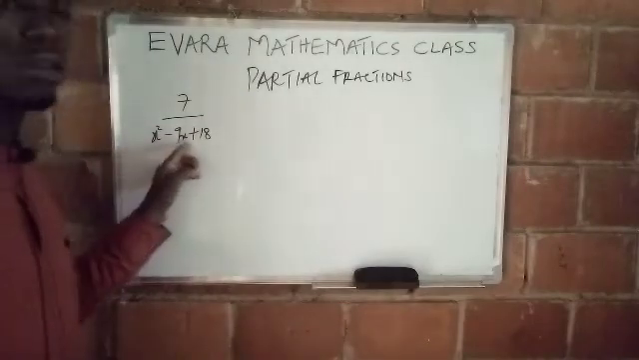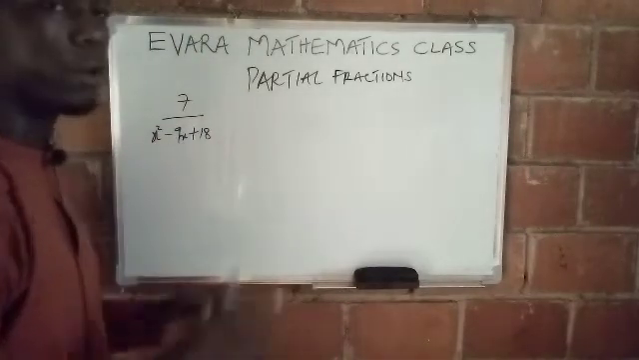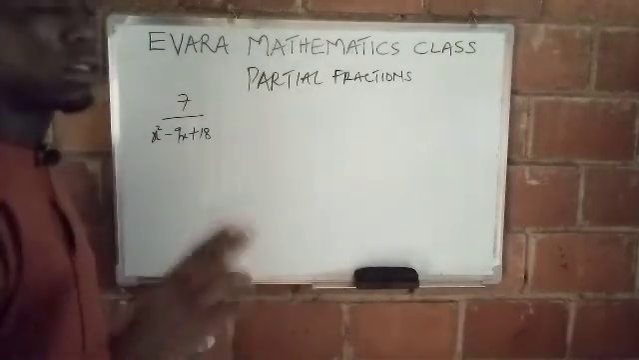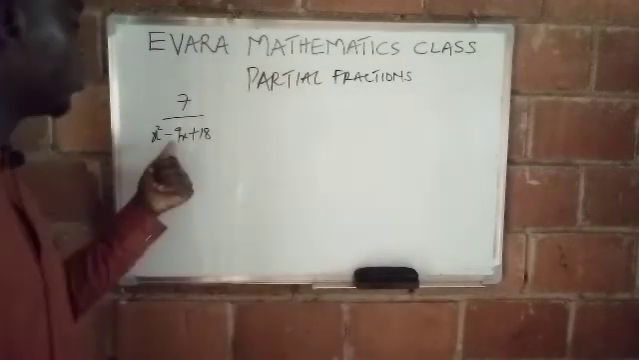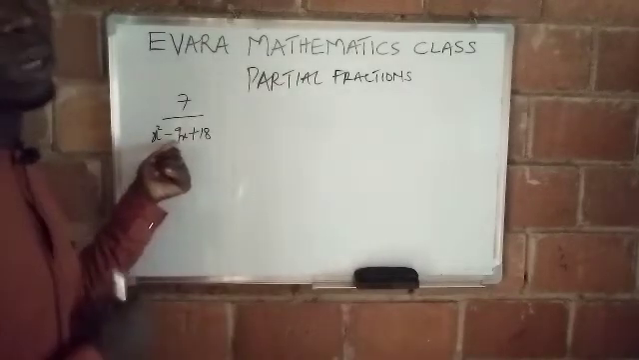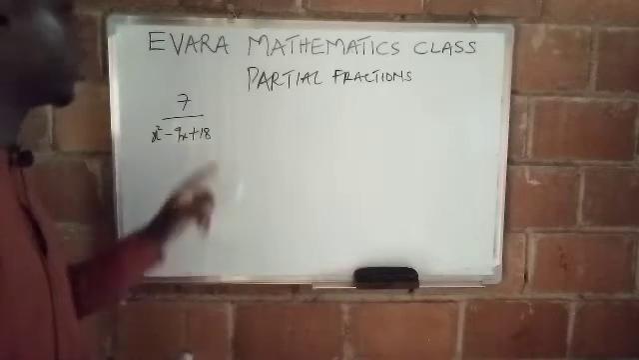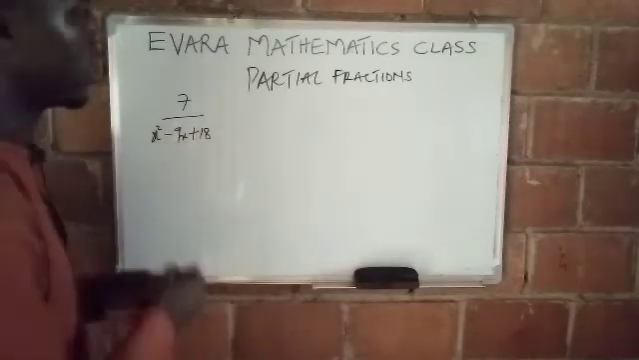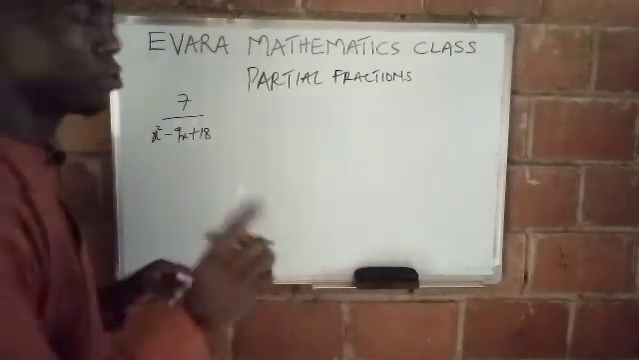So x squared minus 9x plus 18. If you factorize it, that is, get two numbers that when you add them together, they will give you minus 9, and when you multiply them, you get 18. That is minus 3 and minus 6.